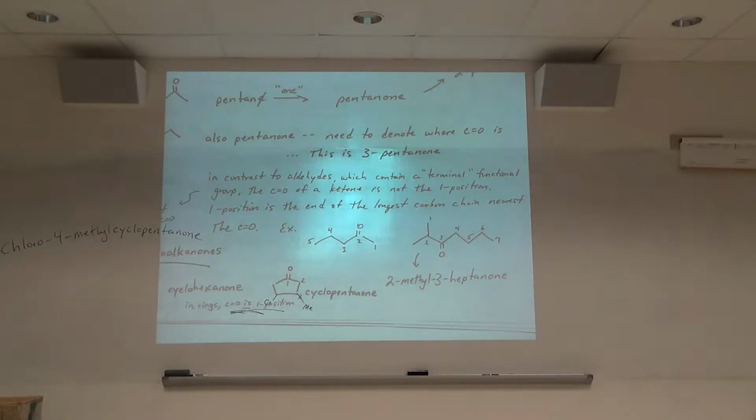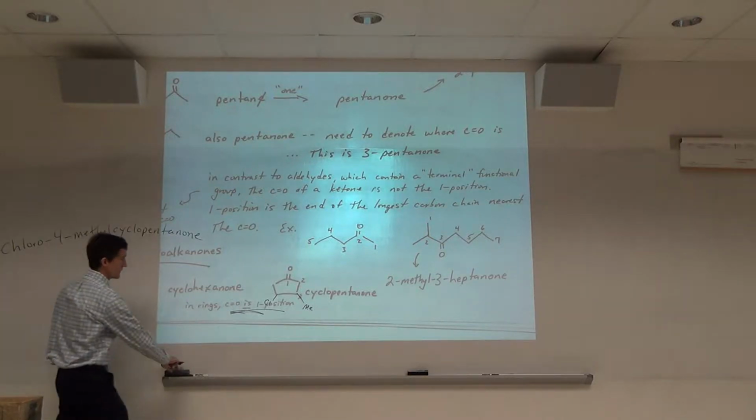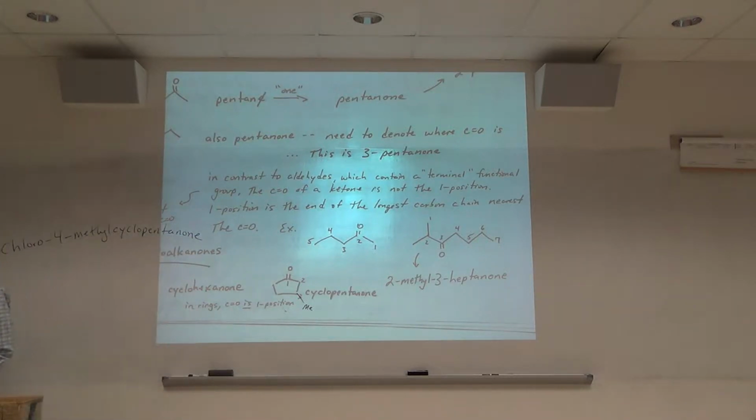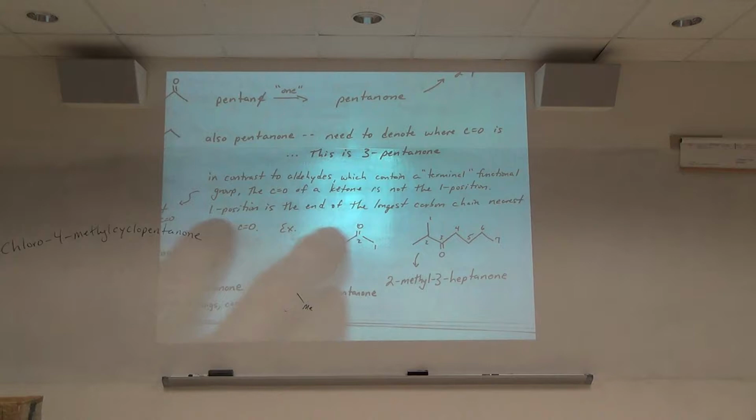So sort of like when we named aromatics, and the substituent was at the one position. Like benzoic acid. That carbon that had the acid was at the one position. Any questions about nomenclature? Should be pretty straightforward. There should be some in the book to work.